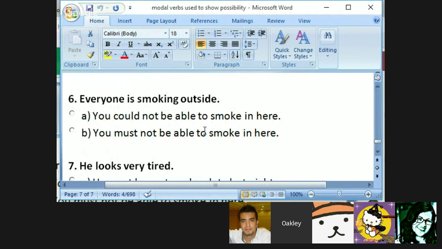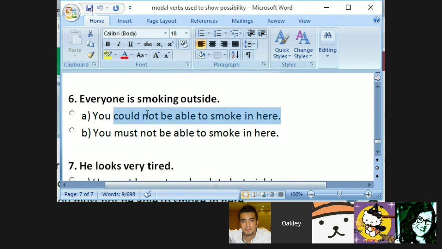Number 6. Everyone is smoking outside. You must not be able to smoke in here. Exactly.